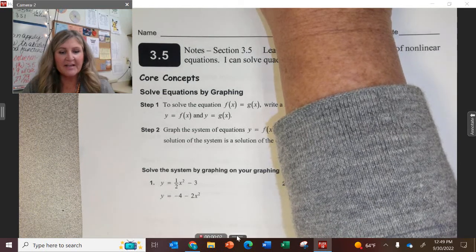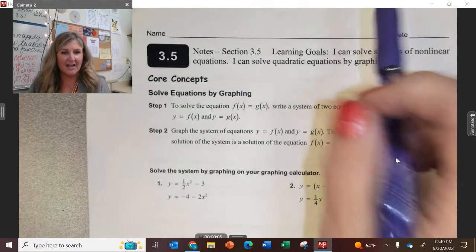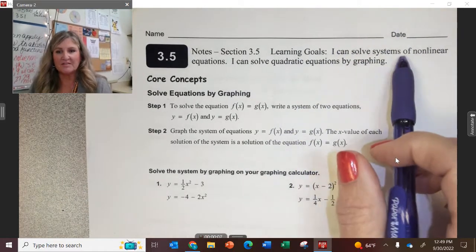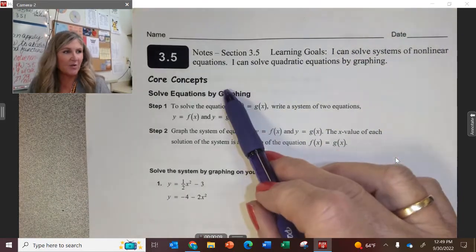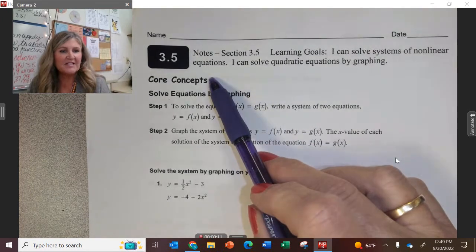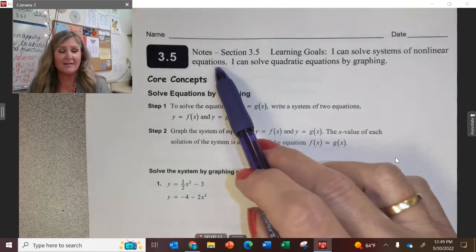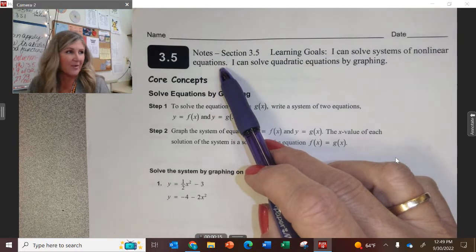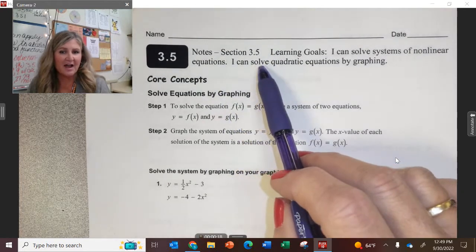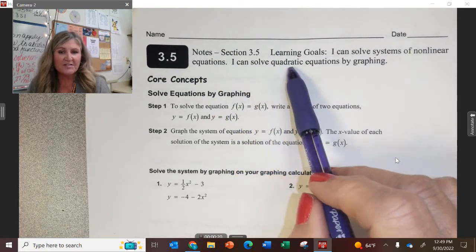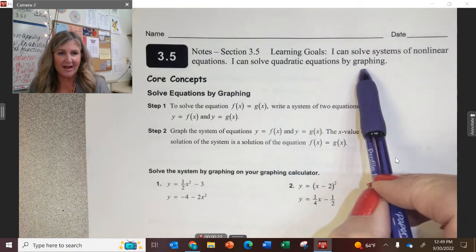Right, so today we're looking at section 3.5. We want to be able to solve systems of nonlinear equations. Up to now, the systems that you have solved have involved linear equations. Now we're going to look at nonlinear. We're also going to solve quadratic equations by graphing.